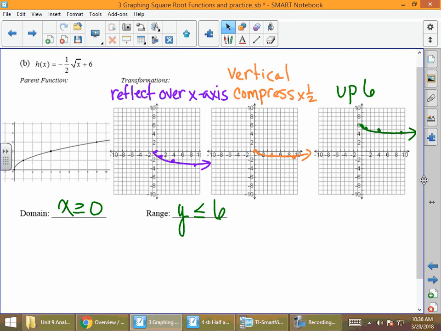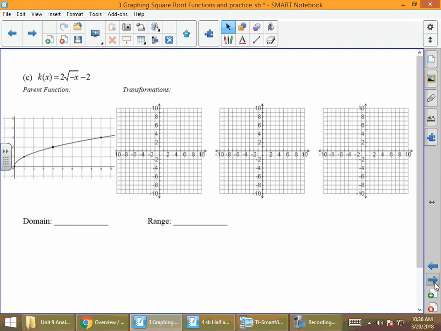Let's look at our next graph here, and again, I'm still hoping that the ideas of the transformations are coming back to us. We've got 2 times the square root of negative x minus 2. So we have 3 transformations once again. And our first transformation is the 2. What does that do to our function?